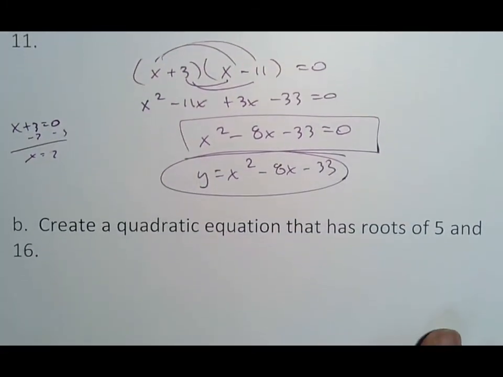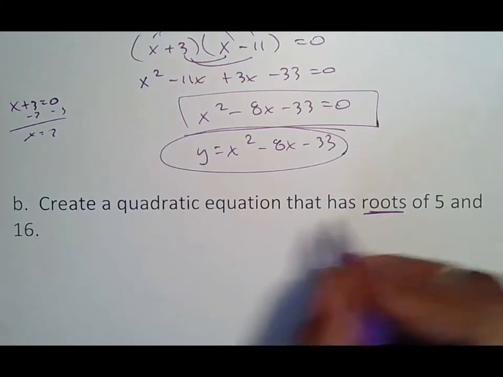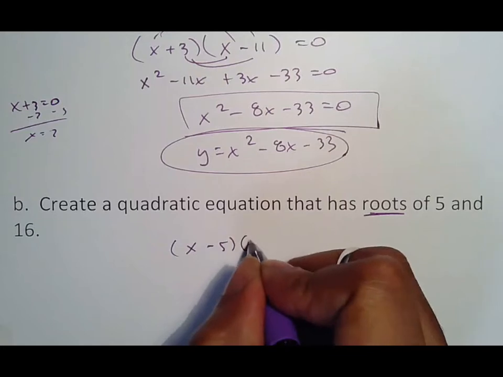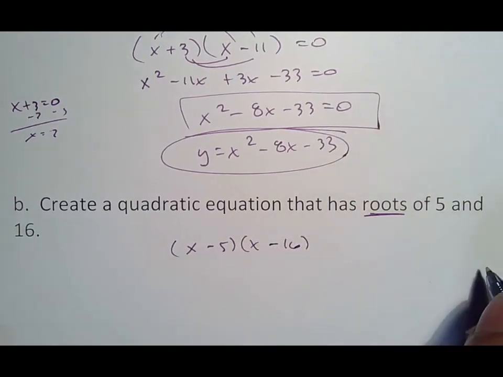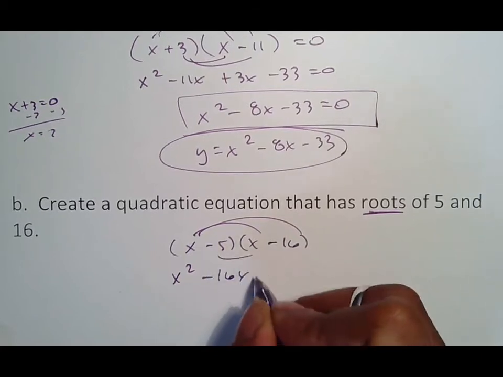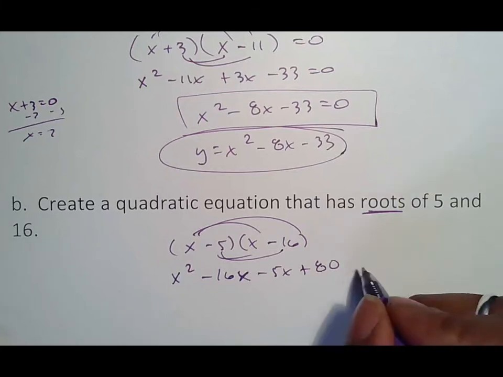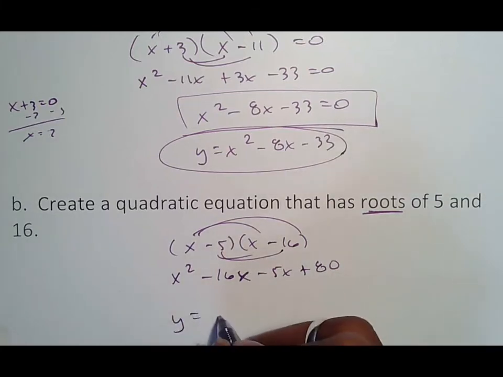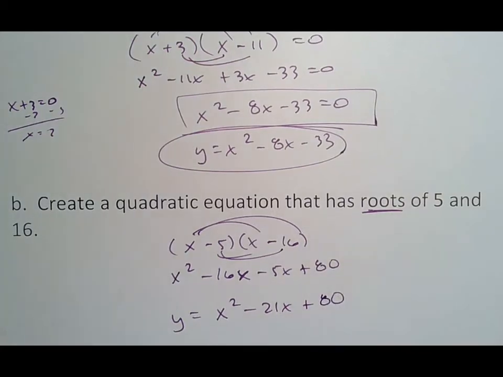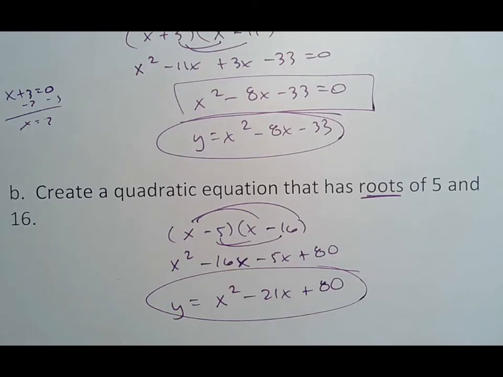Same thing here. Create a quadratic equation with roots of 5 and 16. If the roots, which are solutions, are 5 and 16, that means one of your numbers should be x minus 5. The other one should be x minus 16. And so you just distribute: x squared minus 16x minus 5x plus 80, which means that your final answer would be y equals x squared minus 21x plus 80. And that would be what you're doing there. Alright. Almost done.